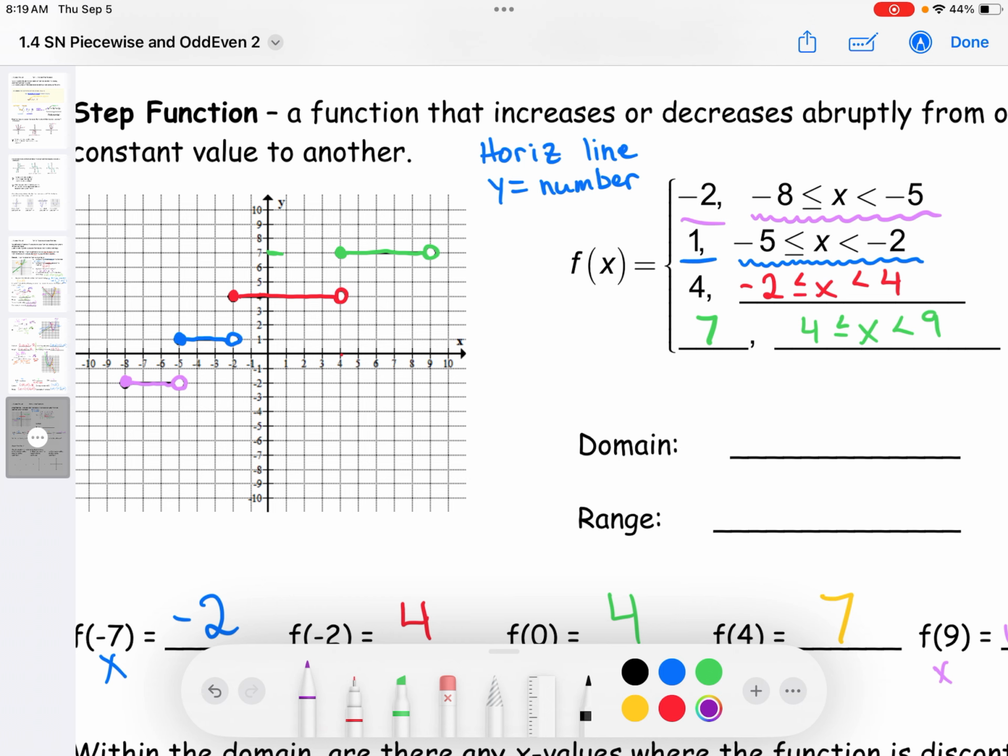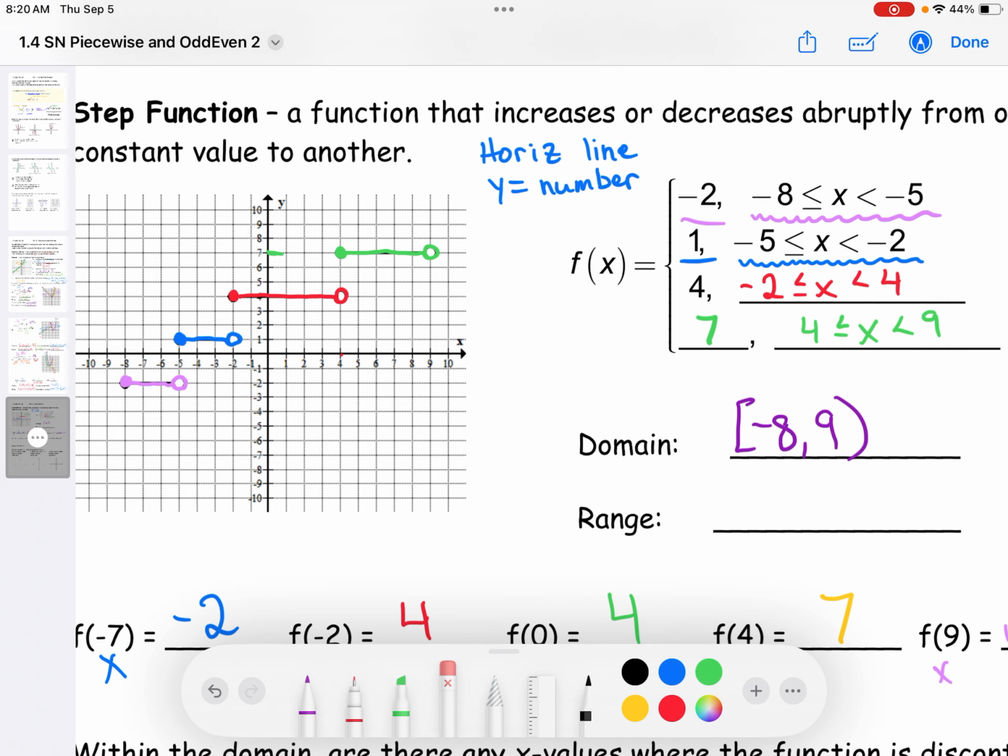Now, the domain of the entire function, if we look, once we start at -8, there are no gaps until we get to the open at 9. So that domain is bracket, because it's closed, -8, comma, 9, parentheses.